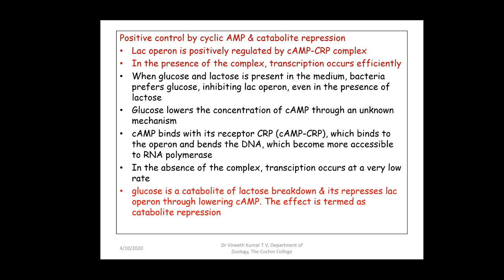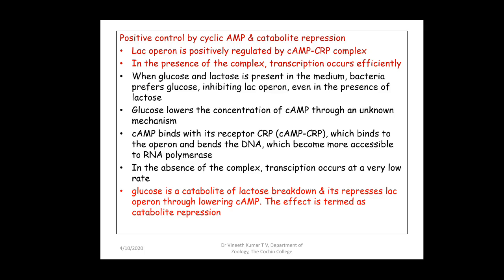When glucose and lactose are both present in the medium, bacteria usually prefer glucose, inhibiting the lac operon even in the presence of lactose. Take this situation, where the medium contains both glucose and lactose. As we discussed earlier, whenever lactose is present in the medium, the lac operon should be active and lactose should be used by the bacteria. But this does not happen when these two sugars, glucose and lactose, are present at the same time.